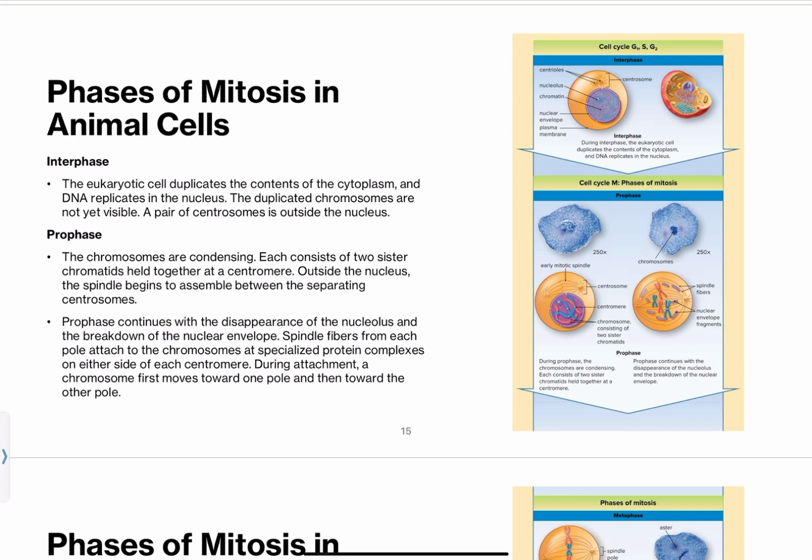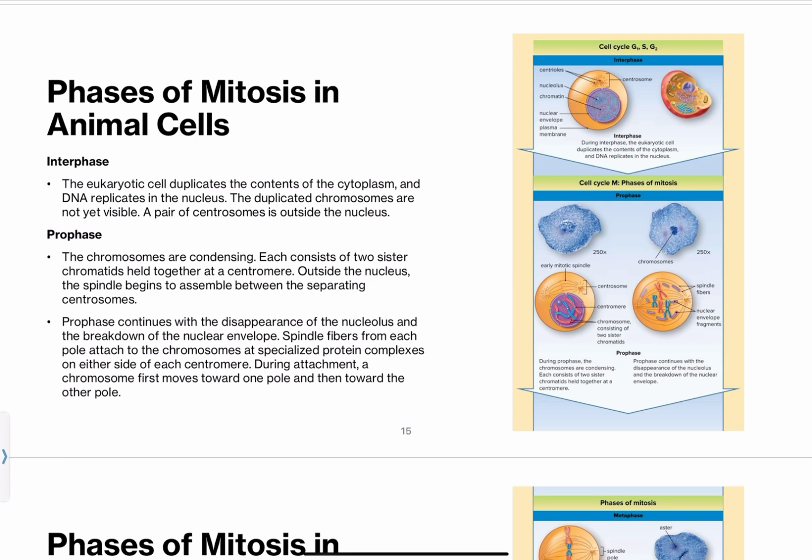Next, we have prophase. So this is where things start to become visible. We have our chromosomes beginning to condense, and now they're becoming thicker and easier to see. And each now consists of 2 sister chromatids that are joined at a centromere. While that's happening, we have the spindle apparatus that's starting to form between the 2 separating chromosomes. Remember, the spindle apparatus is just a network of microtubules that are going to assist in the movement of these chromosomes. So as prophase continues, the nucleolus is going to disappear and our nuclear envelope is going to break down, freeing those chromosomes into the cytoplasm.